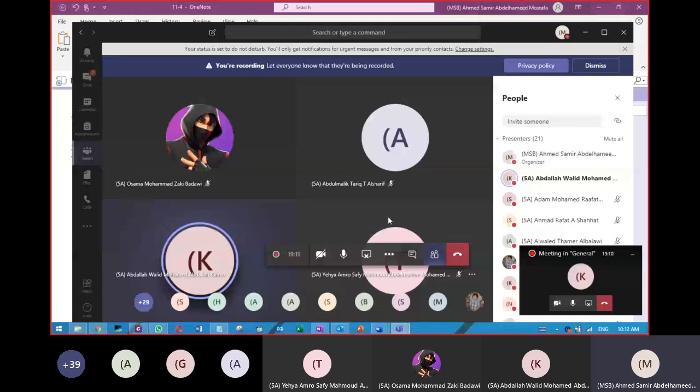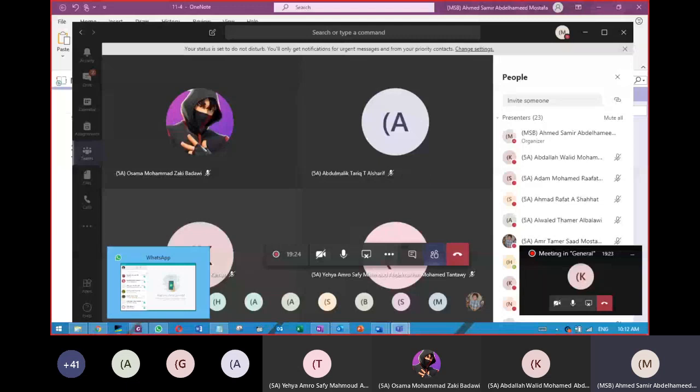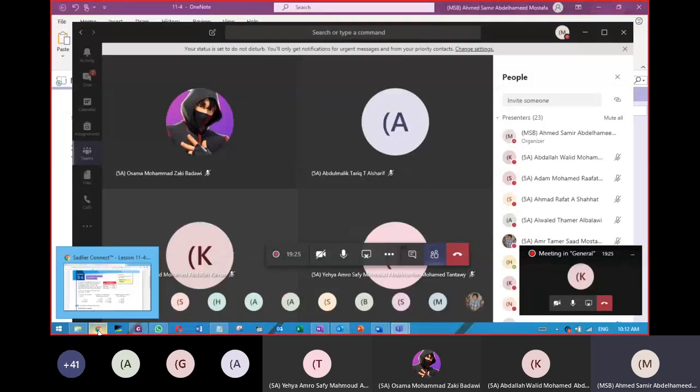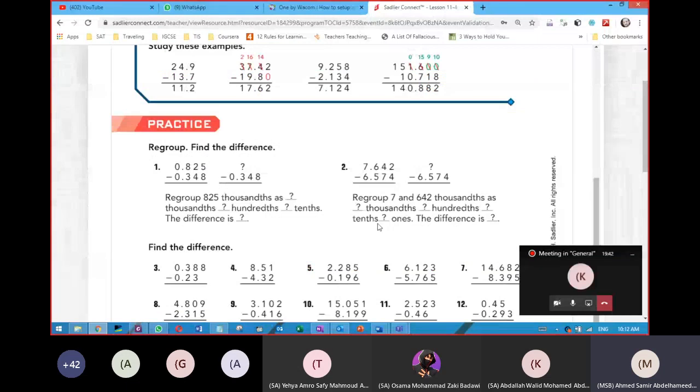Last week on Thursday, we discussed addition of decimals, and today, Sunday, the 5th of April, we're discussing the subtraction of decimals, right? The most important thing to consider when subtracting or adding decimals is to keep aligning the numbers in order to add or subtract them correctly.